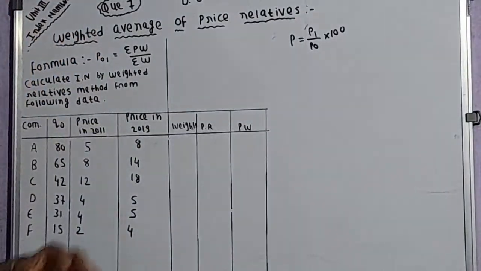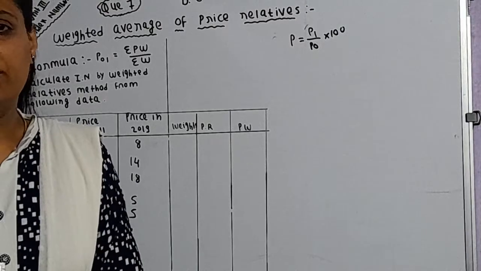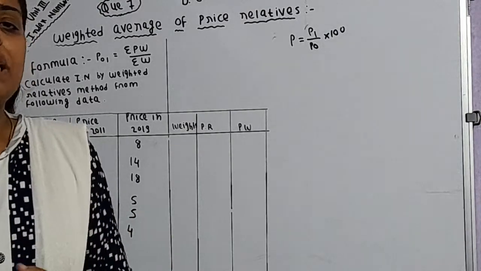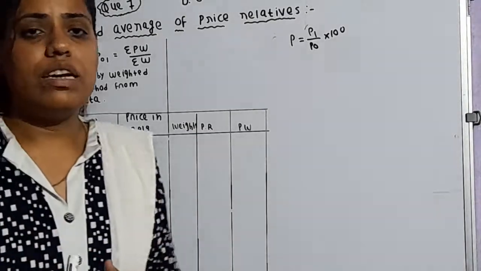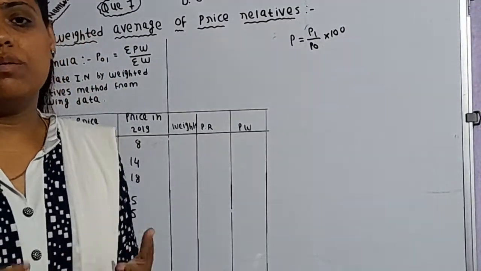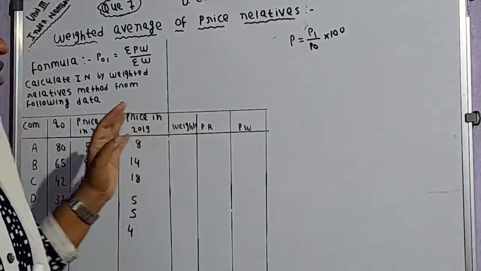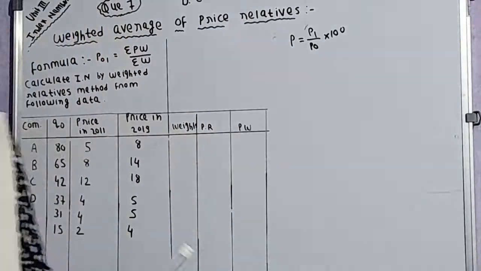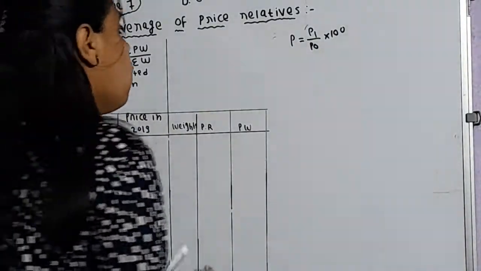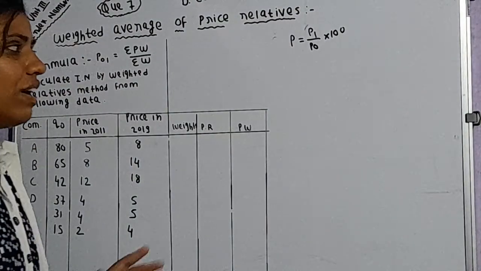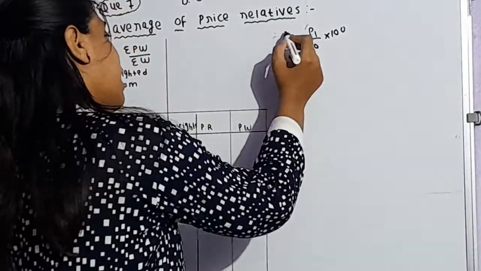In simple price relative, when there were no weights, what we had done is simply add up the price relatives of the different commodities and then divide it by the number of items in order to get the index number. But here we have to consider the weight as well. In this method, we have to consider the weight along with the price relatives. Now we have seen how the price relatives are calculated.